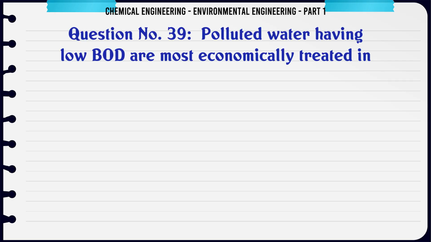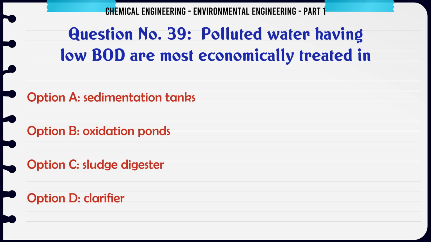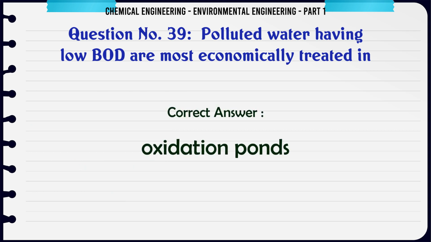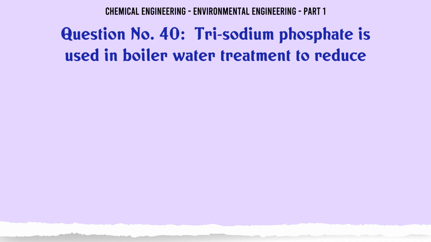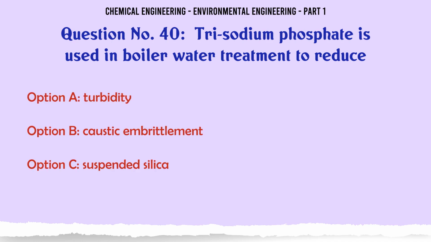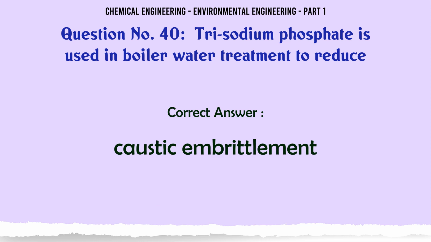Polluted water having low BOD are most economically treated in A. Sedimentation tanks. B. Oxidation ponds. C. Sludge digester. D. Clarifier. The correct answer is oxidation ponds. Trisodium phosphate is used in boiler water treatment to reduce A. Turbidity. B. Caustic embrittlement. C. Suspended silica. D. Dissolved oxygen. The correct answer is caustic embrittlement.